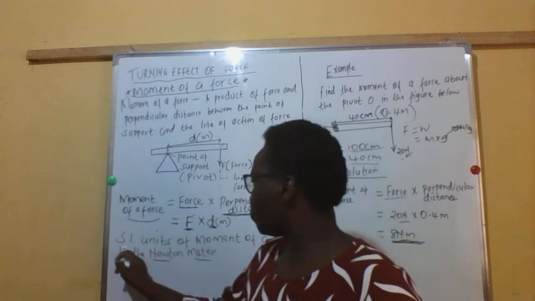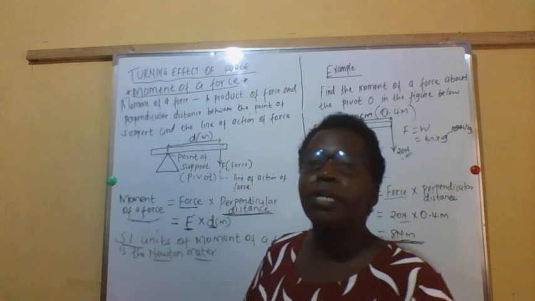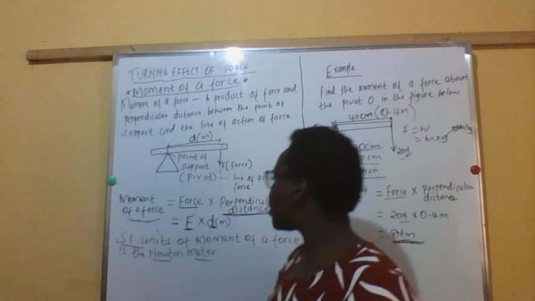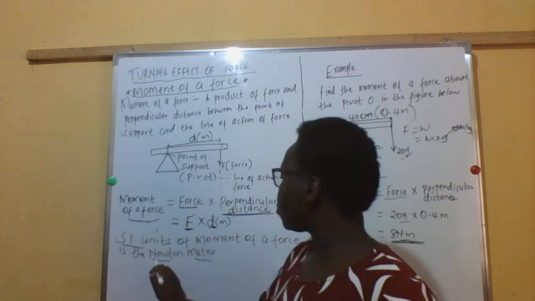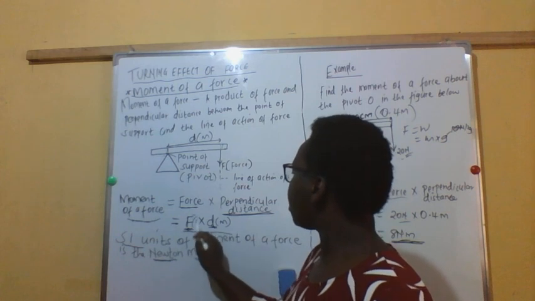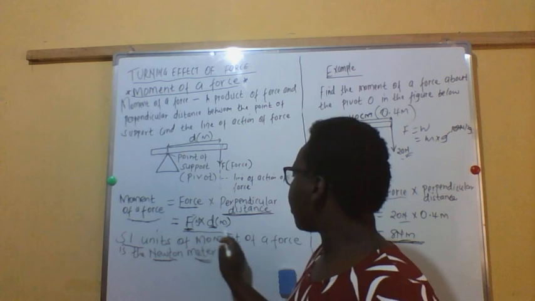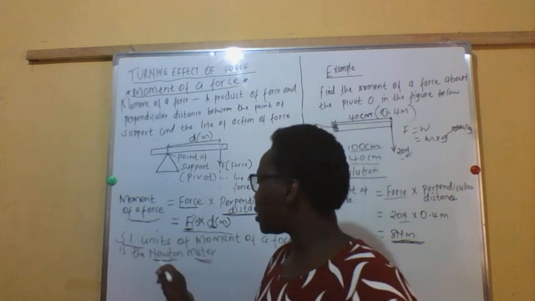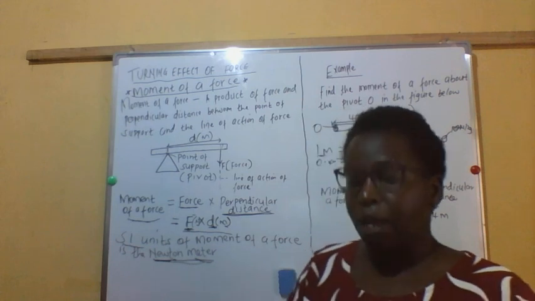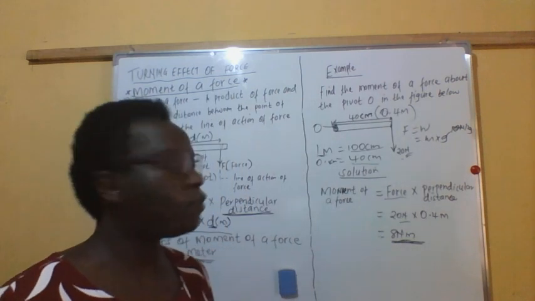So therefore, from the formula here, we are going to get the SI units of the moment of a force. The SI unit of the moment of a force is the Newton meter. And this Newton meter is coming right from this formula here. Force is in newtons and distance is in meters. And the product of the two gives us the SI unit of the moment of a force, and that one is the Newton meter.